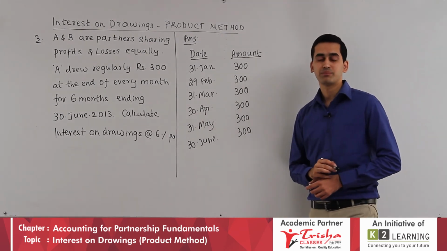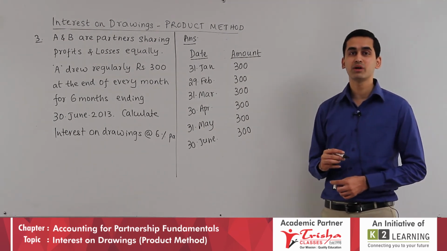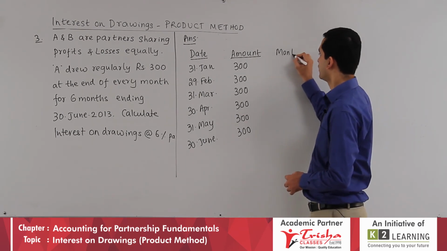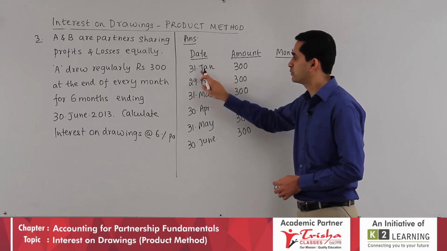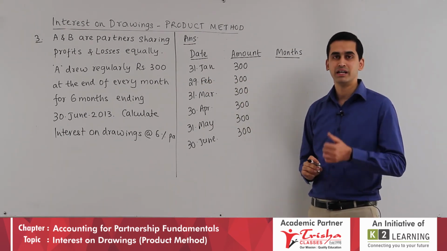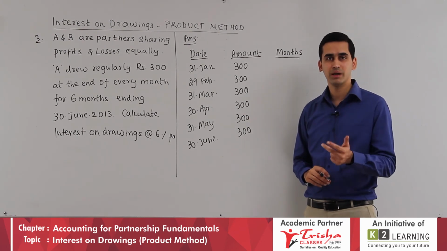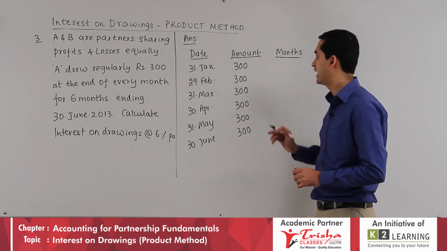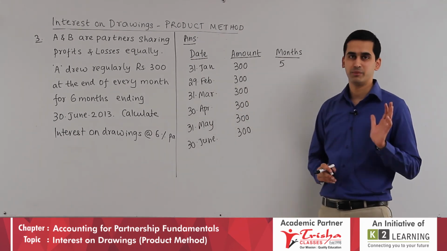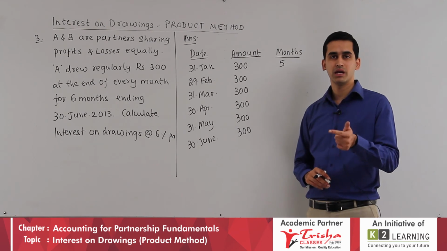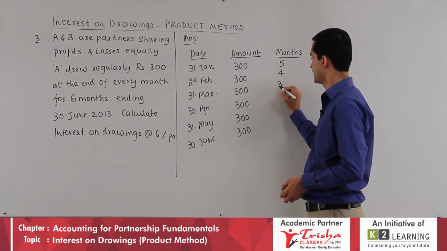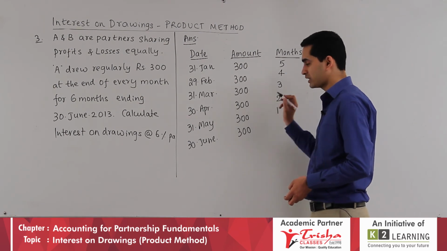Now, under product method, I need number of months outstanding. Now, how do I calculate number of months? If I start from 31st January, January will not be taken for calculation. It will be February, March, April, May and June. I will have 5 months. If I start from 29th February, February will not be taken. March, April, May, June, that is 4 months. Same way I can write 3 months, 2 months, 1 month.